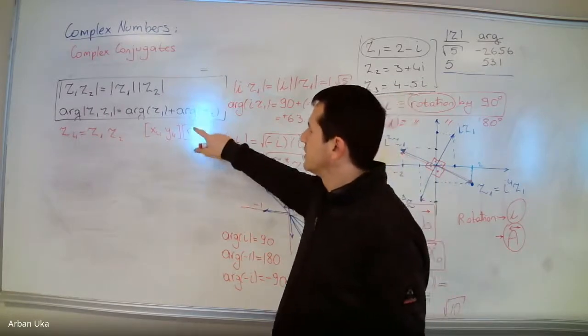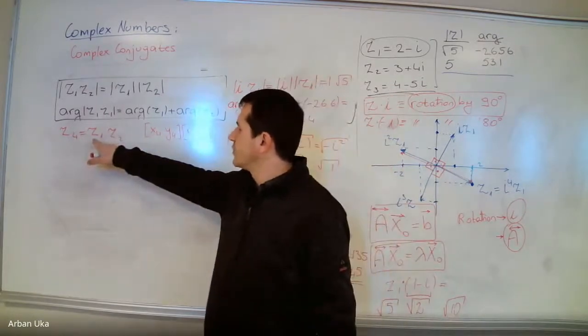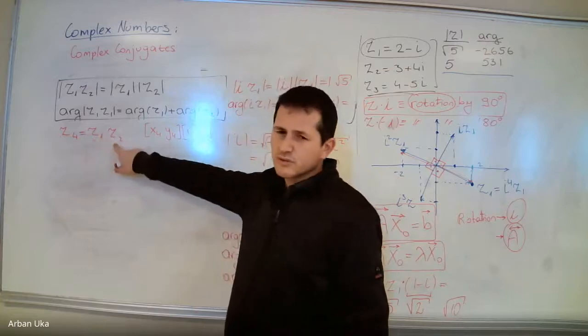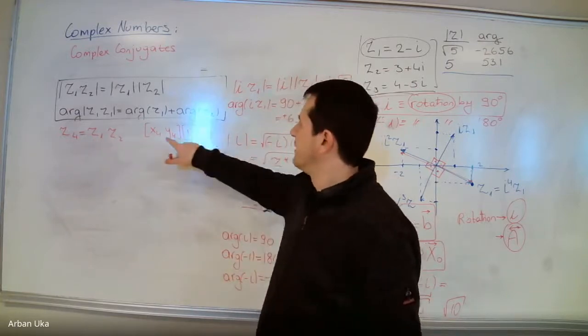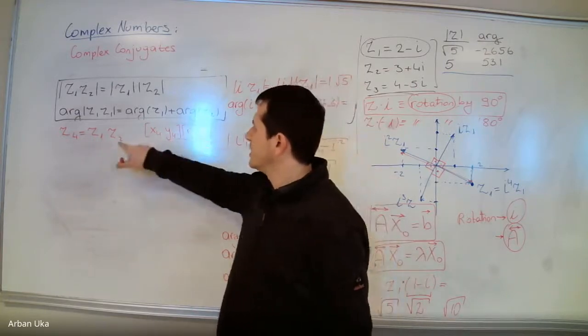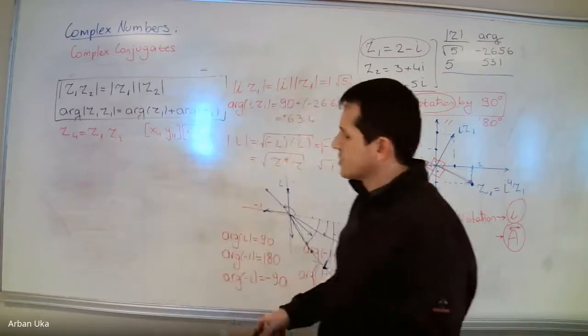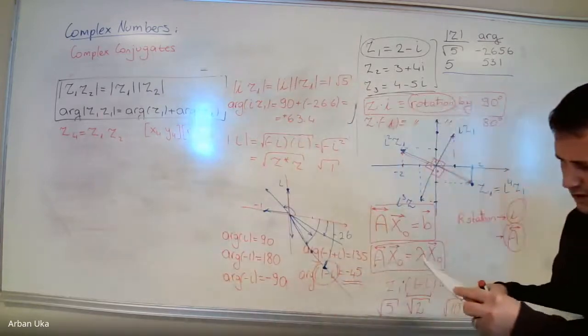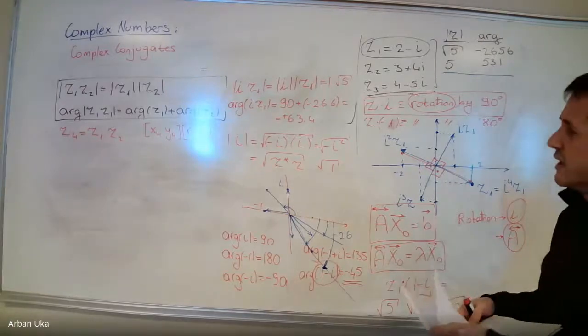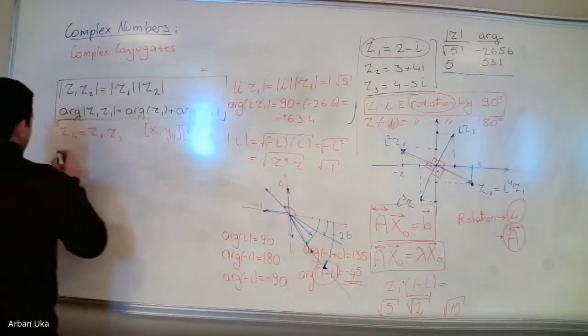How do we find the angle? We just add up the angle which corresponds to Z1 and the angle which corresponds to Z2. We find this. How do we find this radius or the magnitude? We multiply the moduli of the two respective values. Okay, and then just a couple of examples very fast.